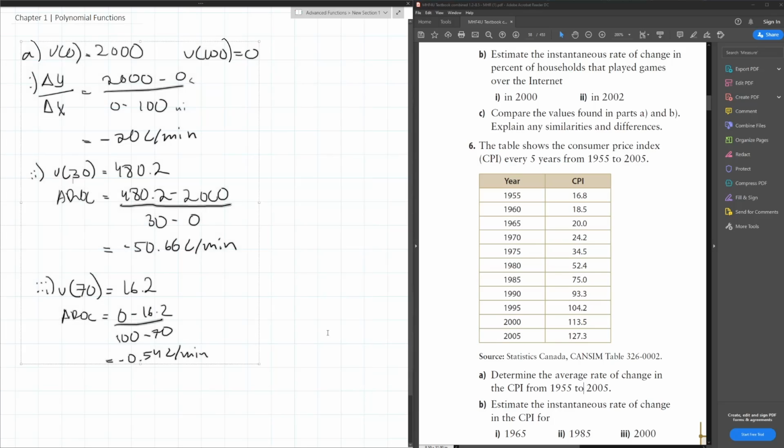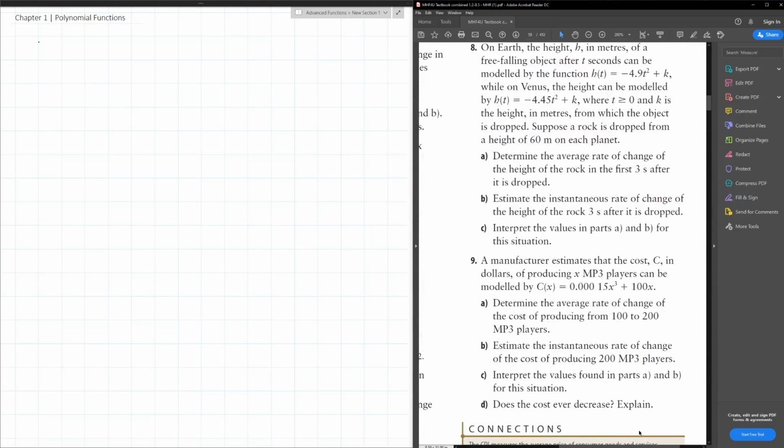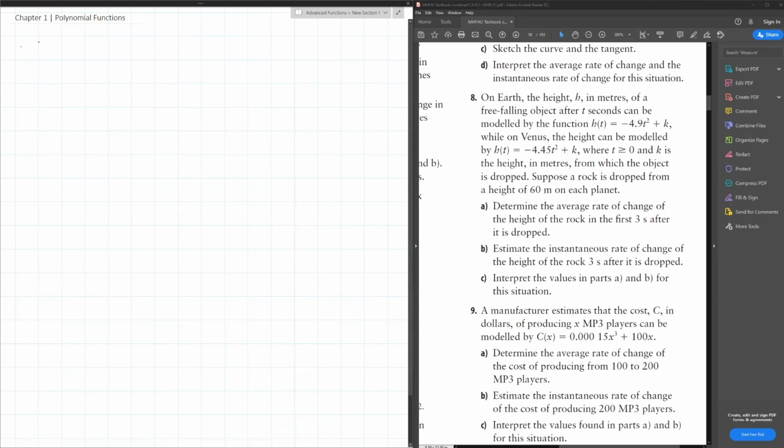So let's delete this. Oh, I scrolled over. H of t on Earth is equal to negative 4.9 t squared plus k, where k is the height. The height is 60, so h of t is equal to negative 4.9 t squared plus 60. This is Earth. So on Earth, the instantaneous rate of change would be at 3 seconds.